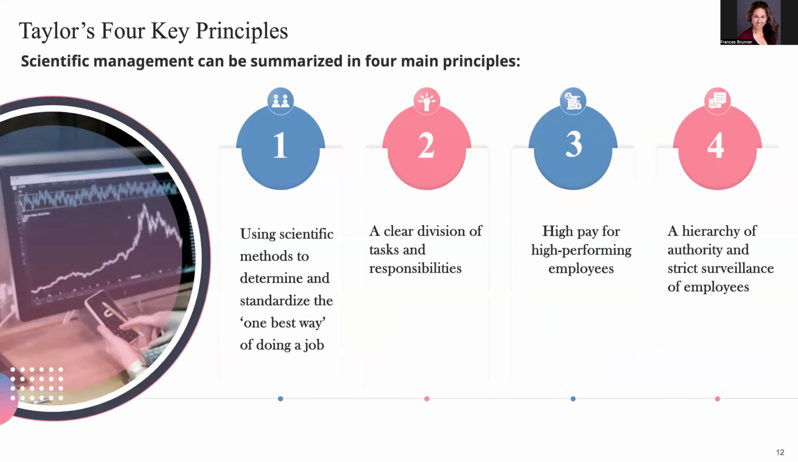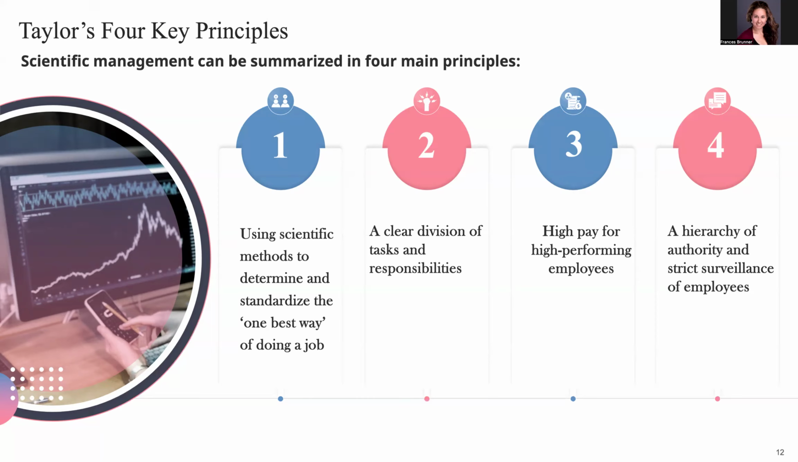Taylor's four key principles came as a result of Taylorism. Step one is using the scientific methods to determine and standardize the one best way to do the job. Step two is to divide the job into a clear division of tasks and responsibilities so each person knows their part and how to perform their task.